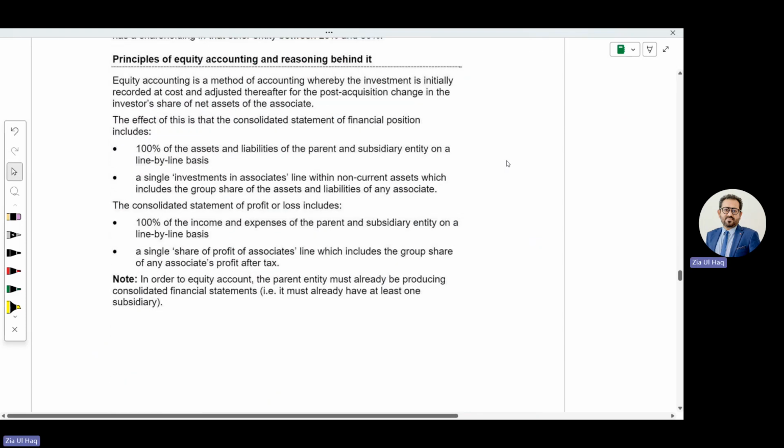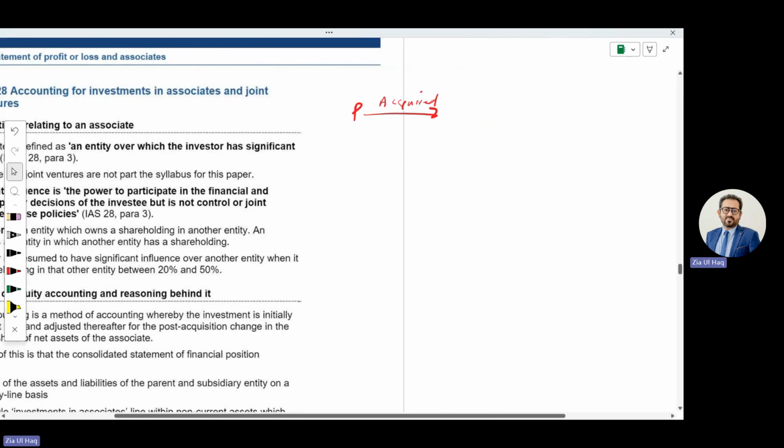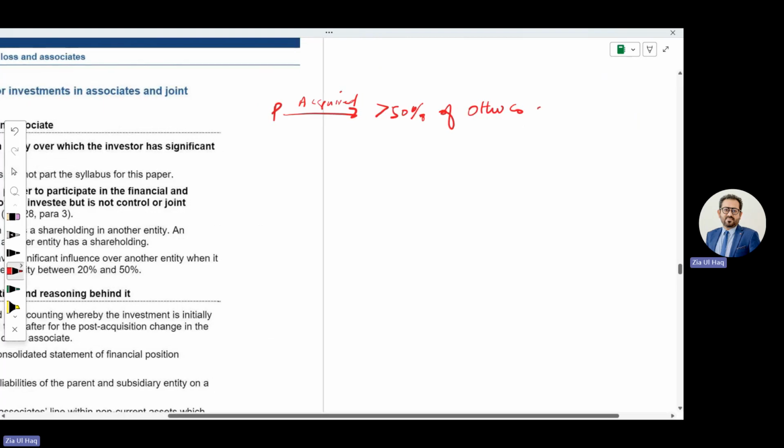And this chapter is finished. We just need to read one paragraph about associates. If a parent company acquires more than 50% of another company, we call it a subsidiary.